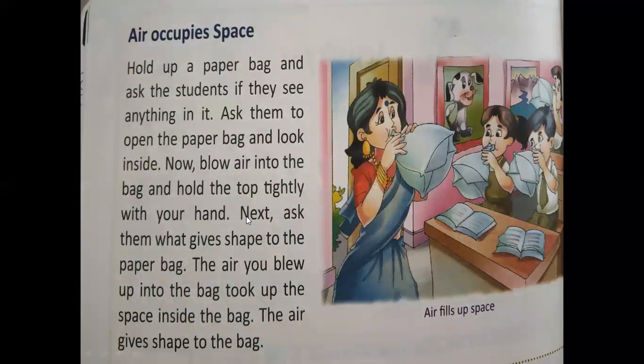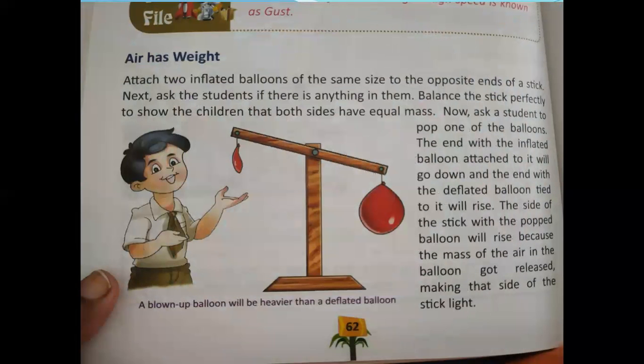Next is, air occupies space, which means air fills space. Here is one activity where a teacher is telling her students to take a paper bag and blow air inside it. After blowing the air, the paper bag took a shape. Why? That is because of air. Air is inside, and that air gave a shape to the paper bag. It means air fills space.